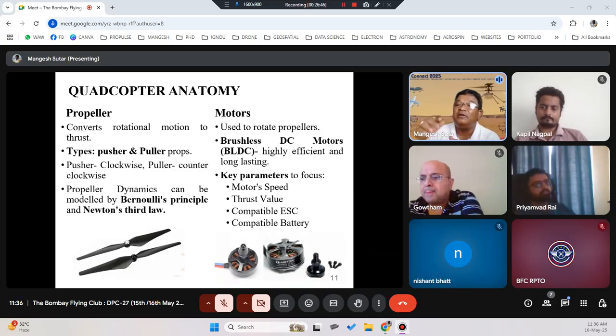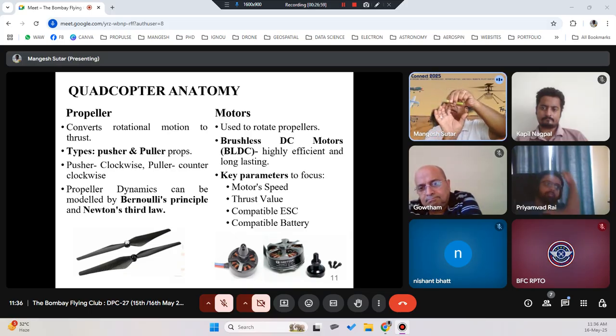Same is applicable to the helicopter also. अगर helicopter को tail rotor नहीं होगा तो क्या होगा? Your helicopter's propeller is moving in one direction, so the helicopter will move in the opposite direction. To stop that motion, there is a tail rotor on it.